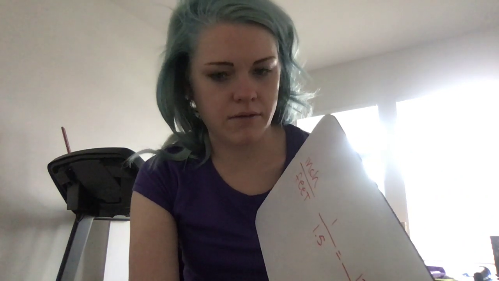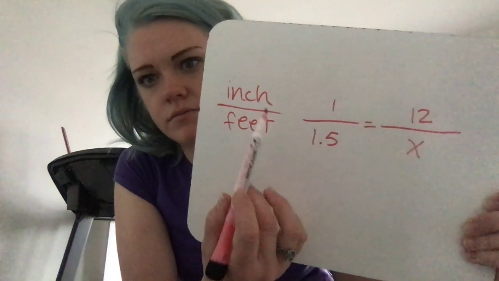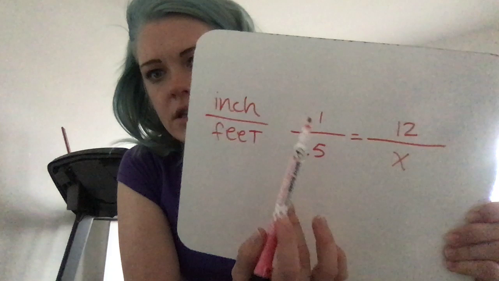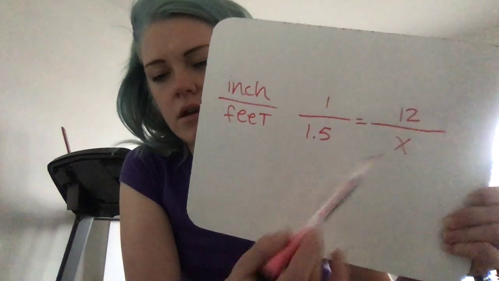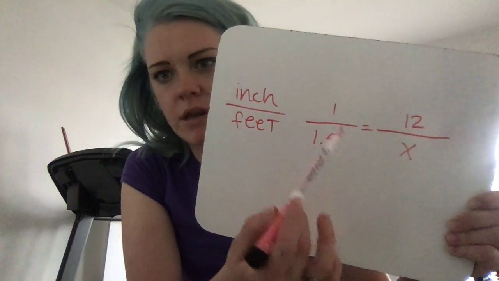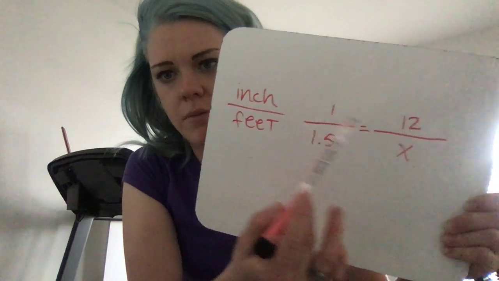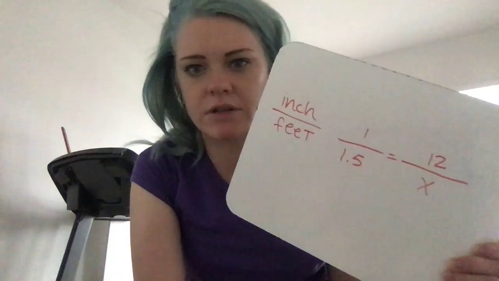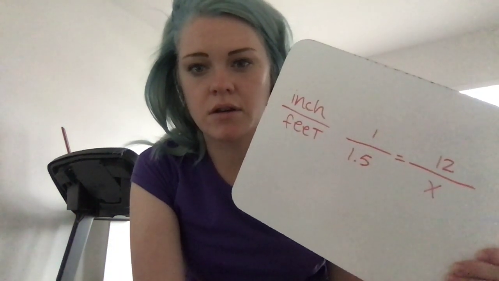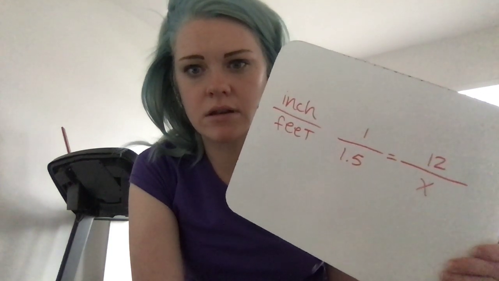Ooh, they're trying to be tricky. Since inch is 1 and inch is 12, they might have it switched. They might have the 1 on the bottom and the 1.5 on the top, or they might have the 12 on the bottom and the x on the top, which I think is how it goes in your assignment. Nope, they have it like this.